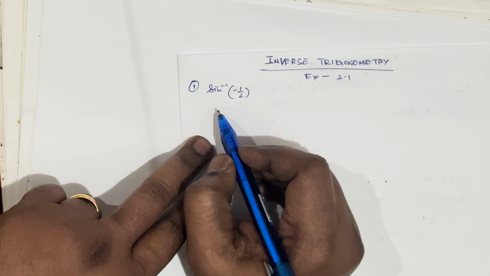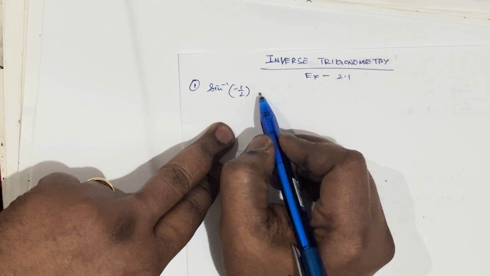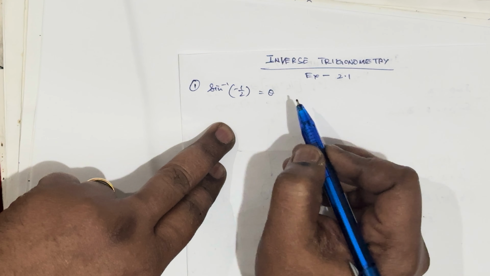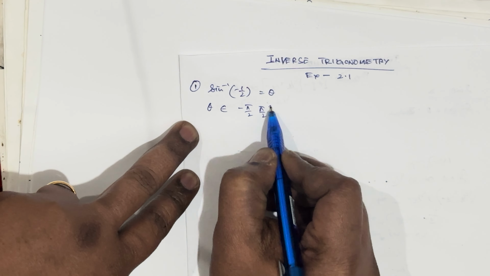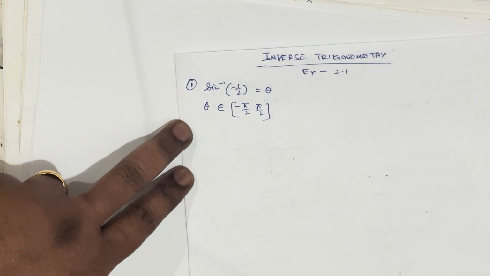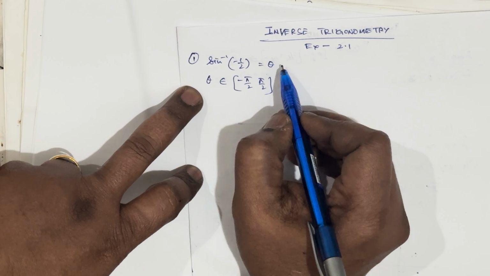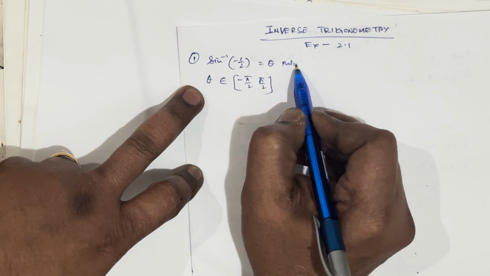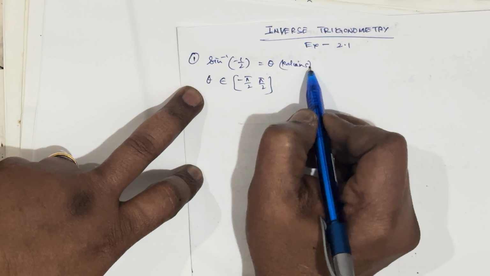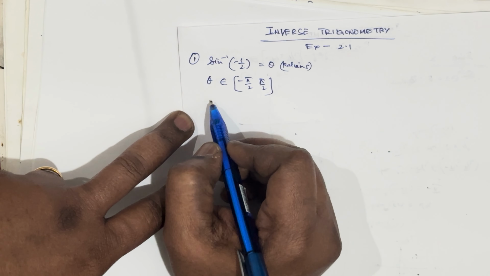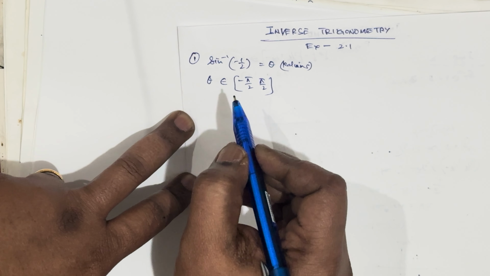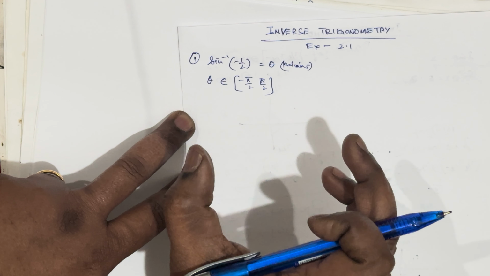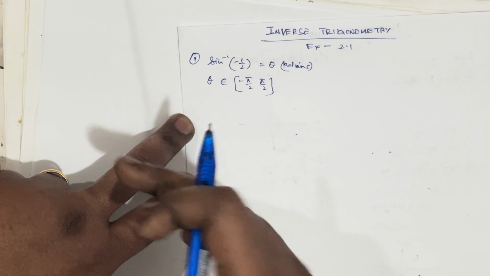Now we know that sine inverse negative 1 by 2 must be an angle theta, and this theta must belong to the range of sine inverse, that is from minus pi by 2 to pi by 2. This theta we will be considering in radians. Now the theta must exist from minus pi by 2 to pi by 2, which is the range of sine inverse. That's the principal value branch.